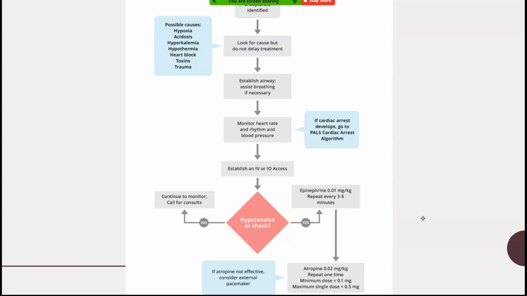Here is a fun algorithm, right? Just like in adults, you're going to check your H's and T's. Okay, you're going to make sure that there's no underlying cause for the bradycardia that you can fix. Commonly, oxygenation. Okay. Look at your protocols for more specific treatment paths, but this kind of sums up the whole gist of it.